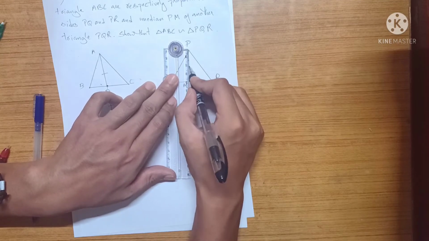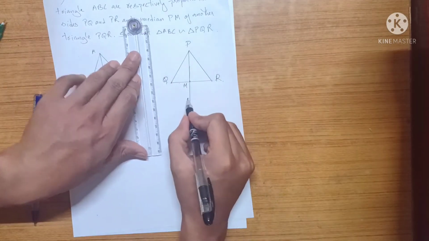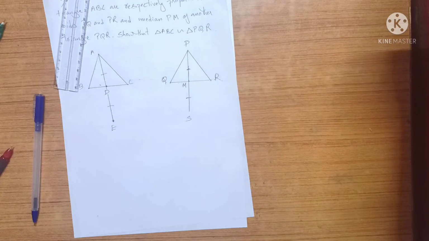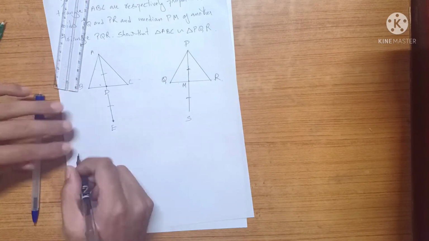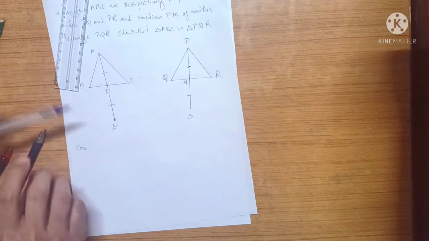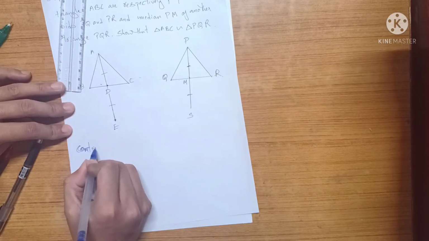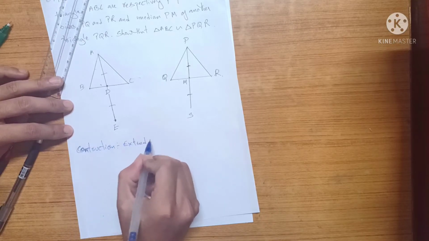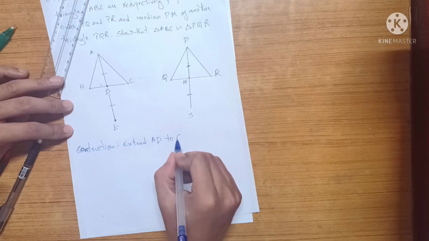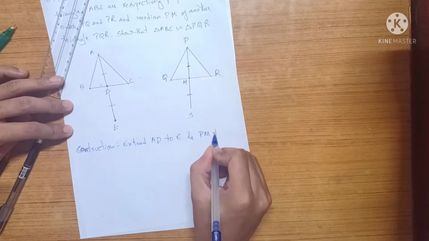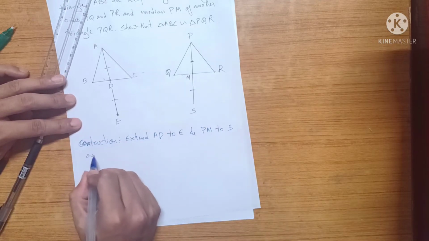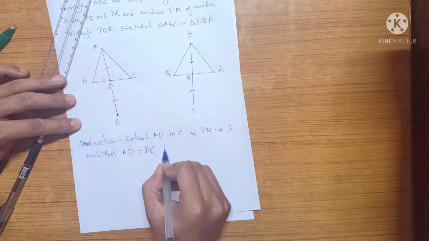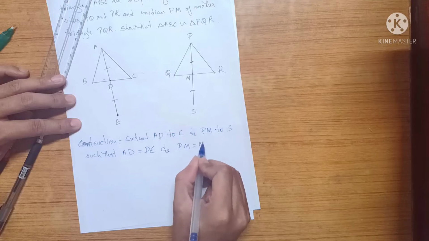Same here. I'll extend PM in such a way that PM and MS are equal, and let's give the name S. That's our construction. Construction: extend AD to E and PM to S such that AD equals DE and PM equals MS.